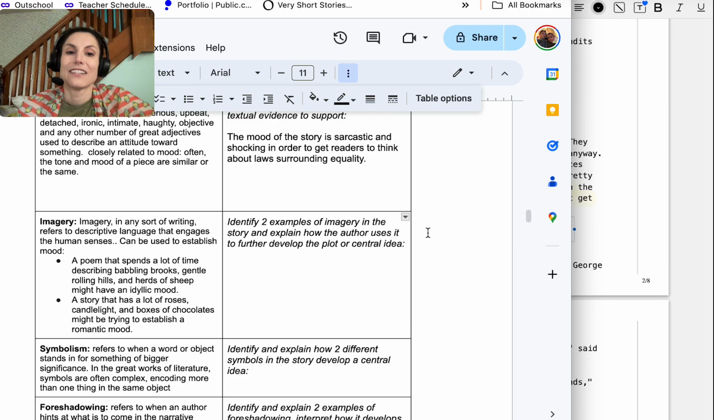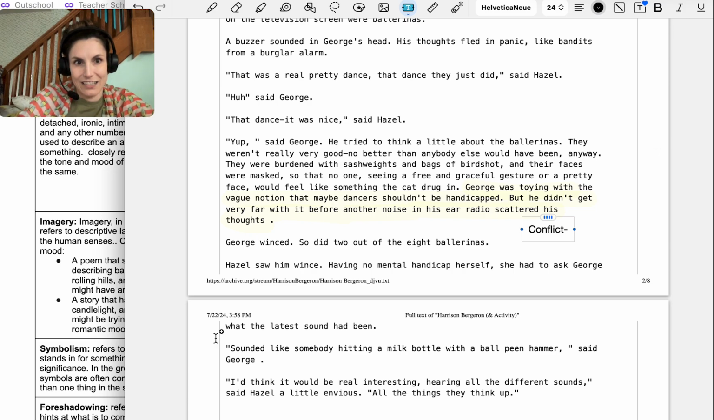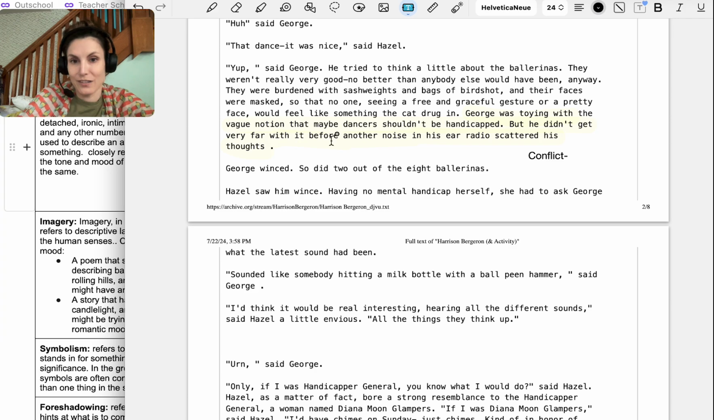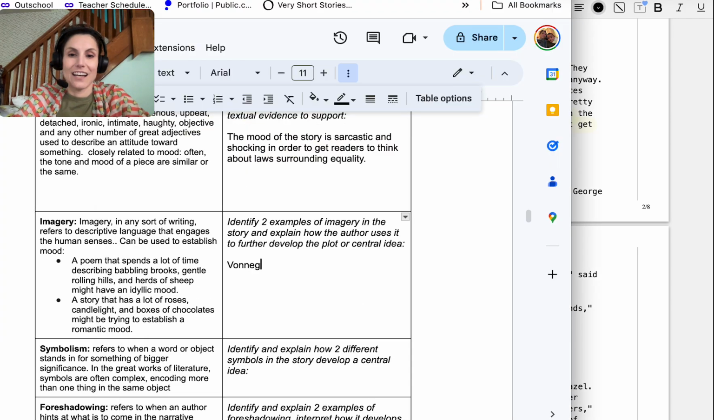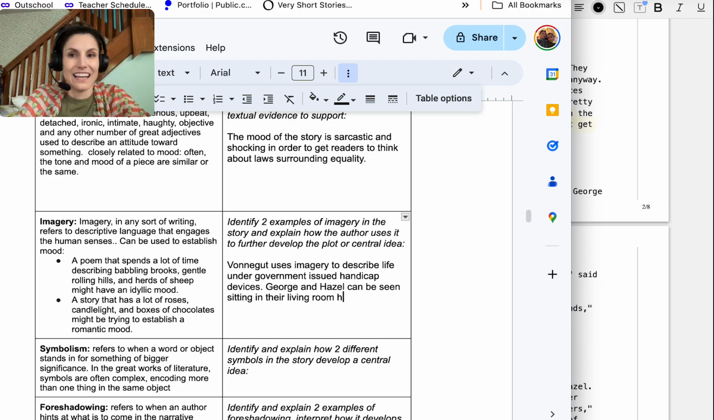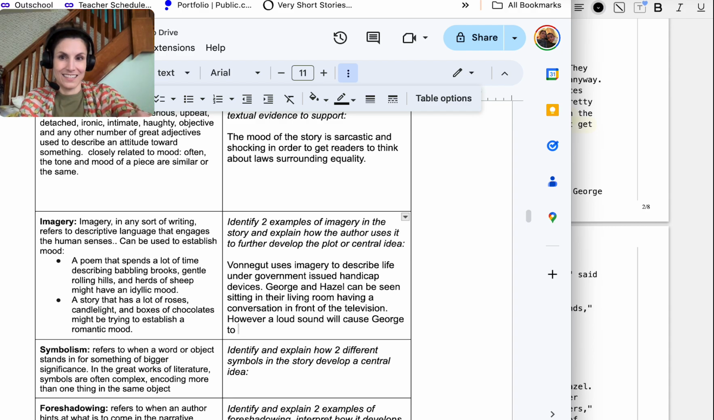For imagery, we can definitely talk about the scene where they're flying through the air. So we have, for imagery, George and Hazel, anytime we're hearing sounds, Vonnegut uses imagery to describe life under government-issued handicap devices. George and Hazel can be seen sitting in their living room having a conversation in front of the television. However, a loud sound will cause George to, we can say, recoil in pain.